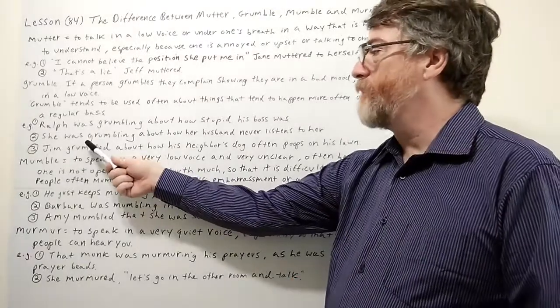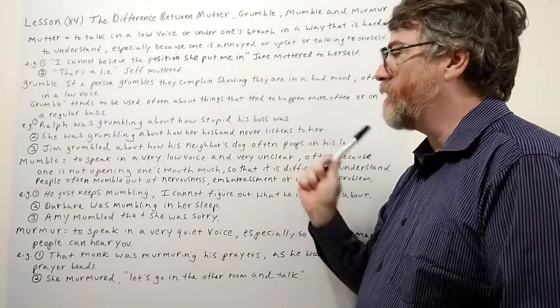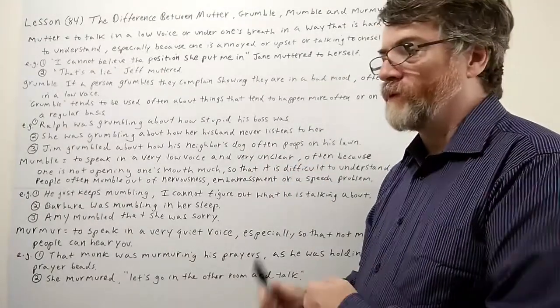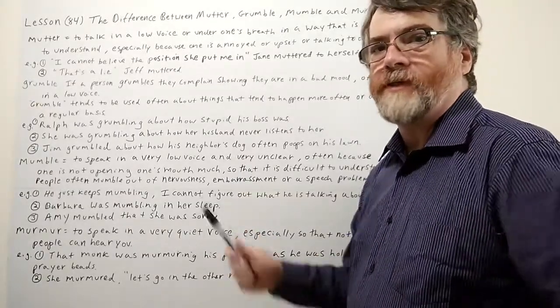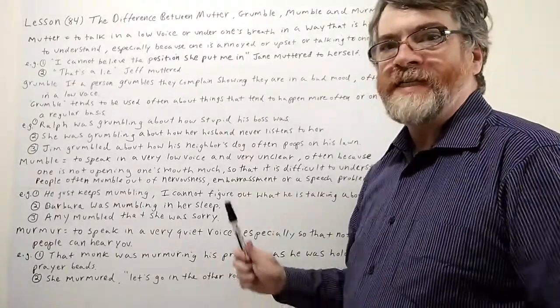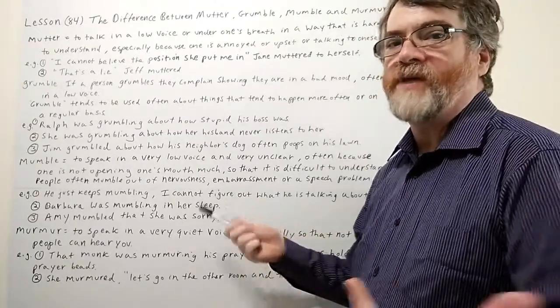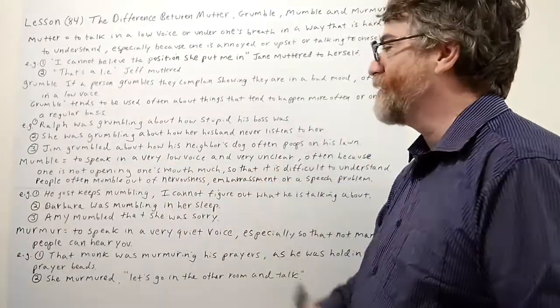Let's look at the second example. She was grumbling about how her husband never listens to her. So, he doesn't listen to me. What's wrong with him? I tell him not to do that. He doesn't listen. I can't believe it. I swear, one day I'm going to... something like that. She was grumbling about how her husband never listens to her.